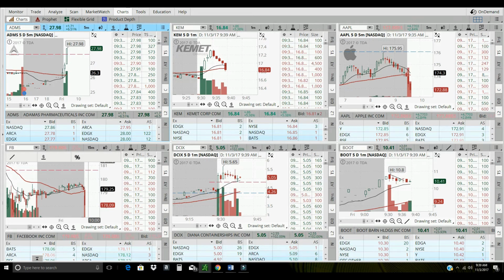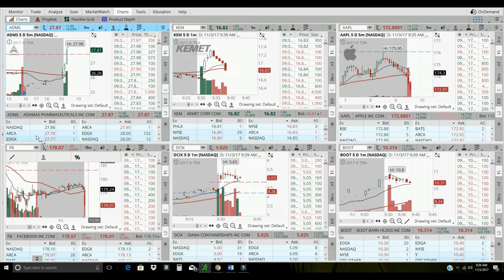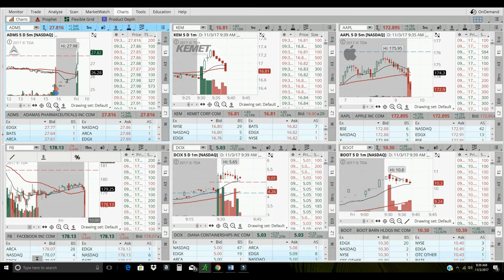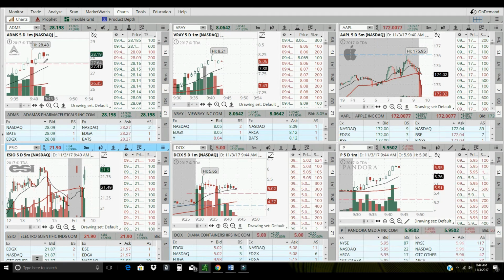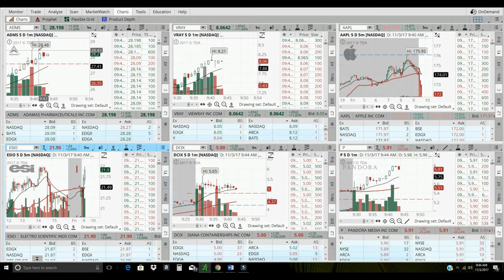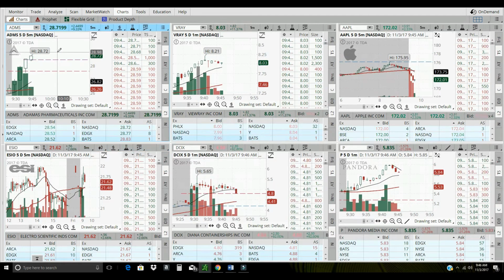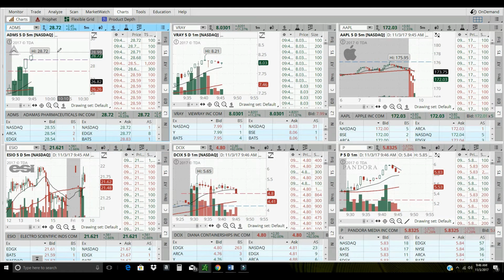Stop is now 27.98. I'll let the last 1,000 ride, see how far it can take us. So I'm long ADMS. My stop is at 27.75. I'll sell another 500 shares up here at this high at 28.46.